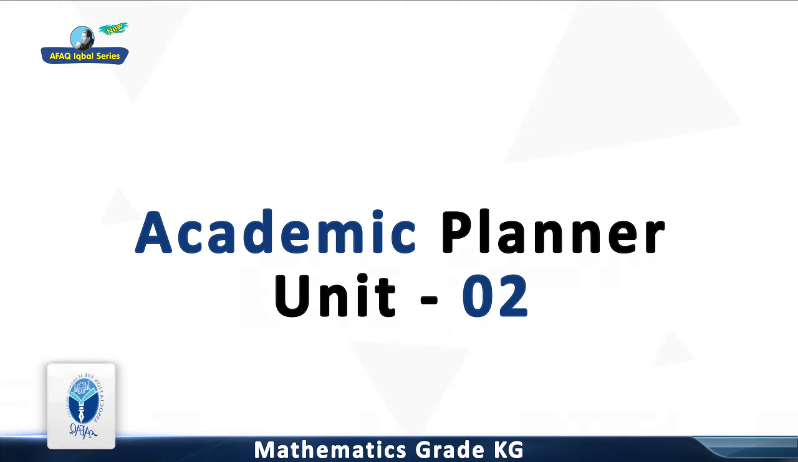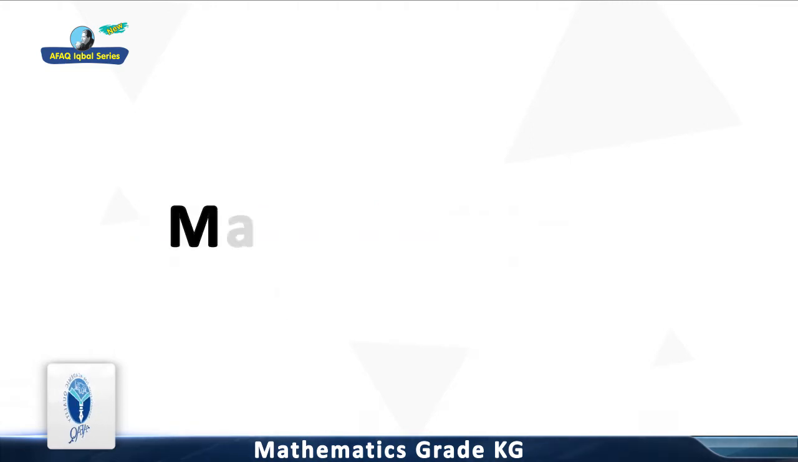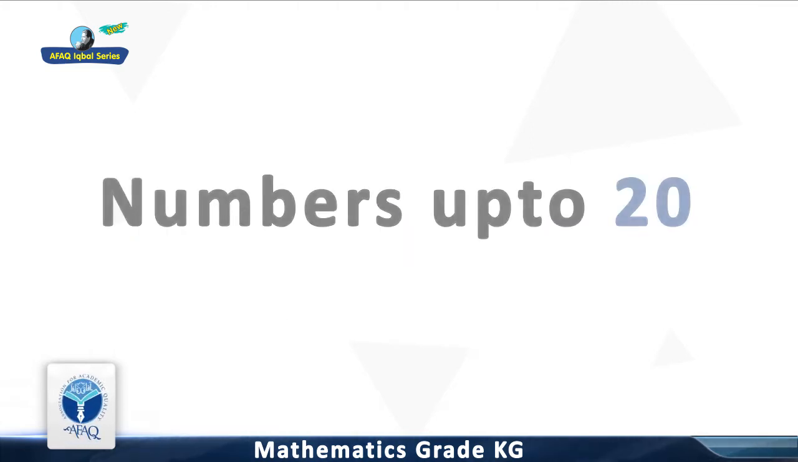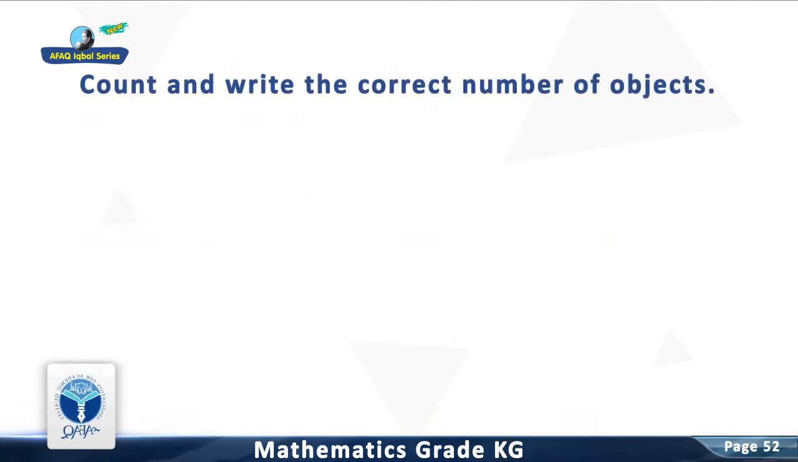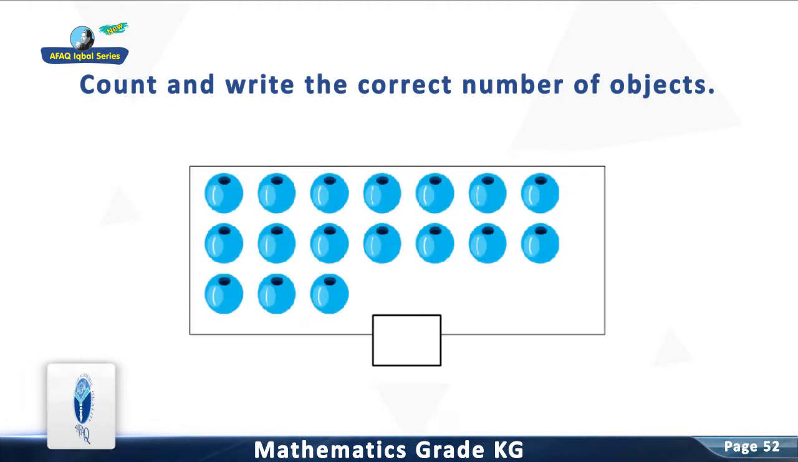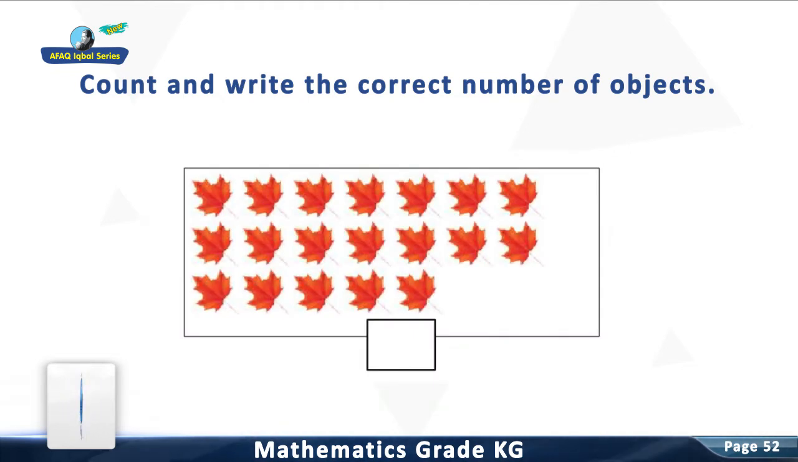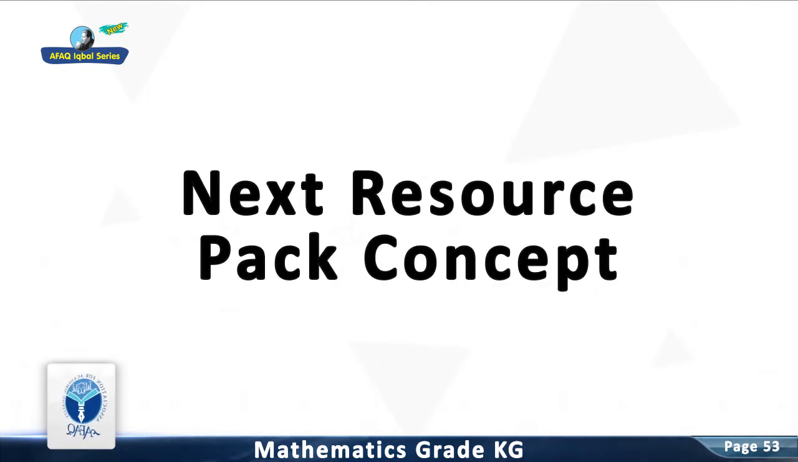Academic Planner Unit-02. Major Concept: Numbers up to 20. Resource Pack Concept: Count and write the correct number of objects. First picture. Good. It is 17. Now the next picture. Good. It is 19. Now we move to the next resource pack concept.